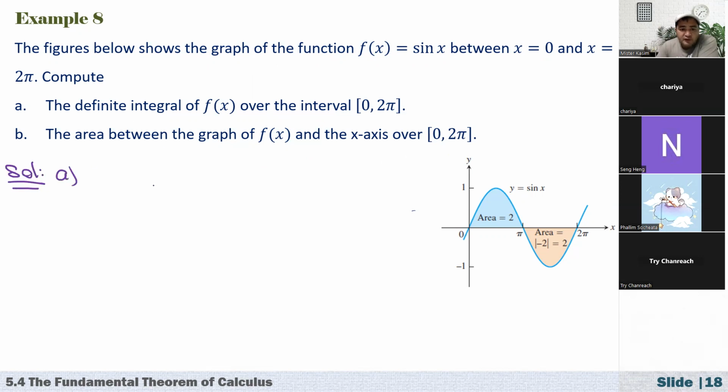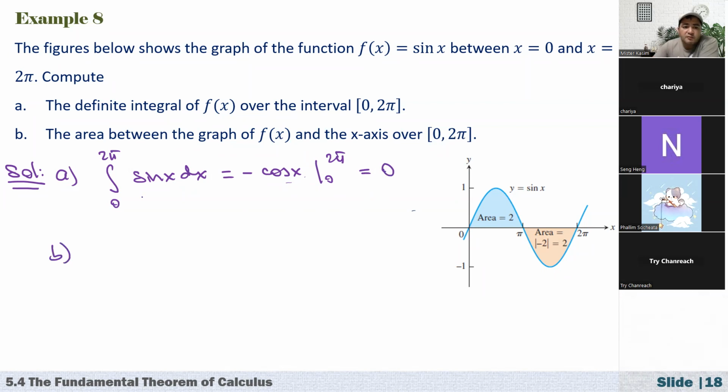Part A. If you find the definite integral from 0 to 2 pi, our function is sine of x dx. So that's equal to, one of the antiderivatives of sine of x is minus cosine of x, from 0 to 2 pi. So that's equal to minus cosine of 2 pi, which is 1, plus cosine of 0, which is 1. So this integral is equal to 0.